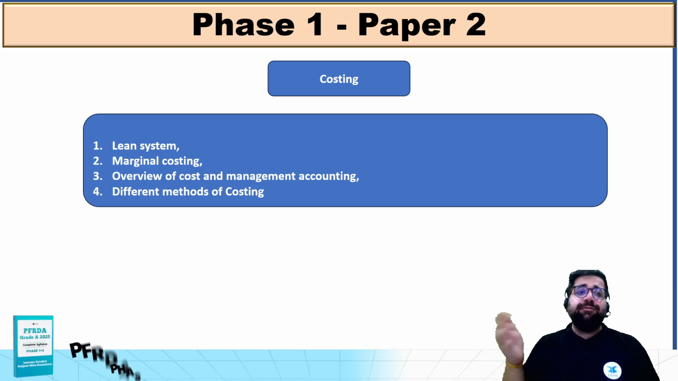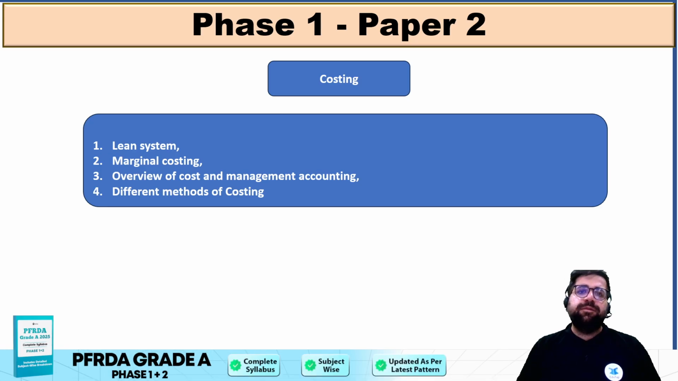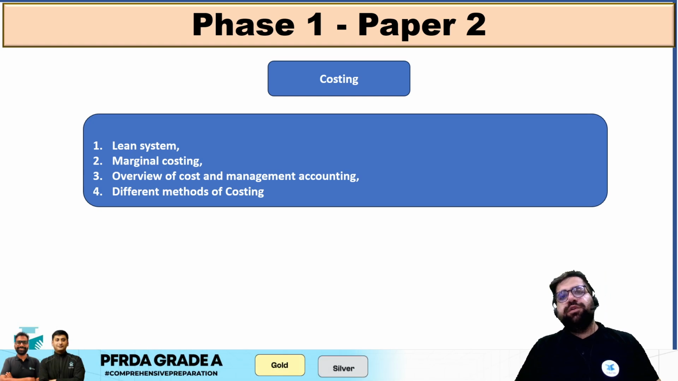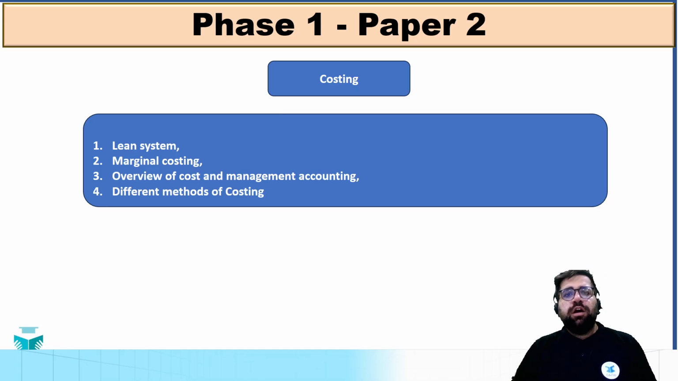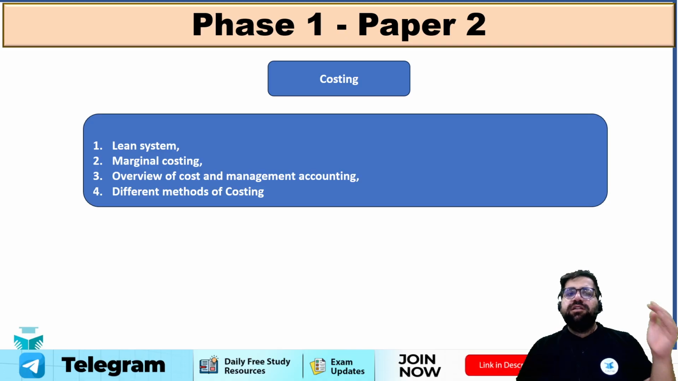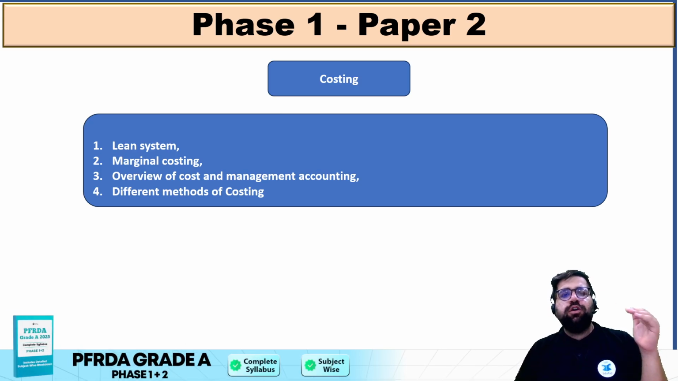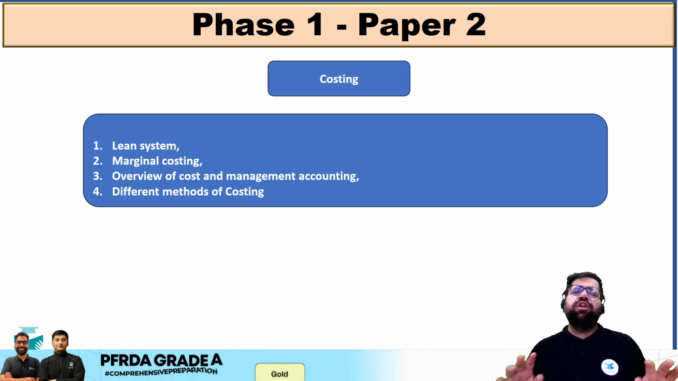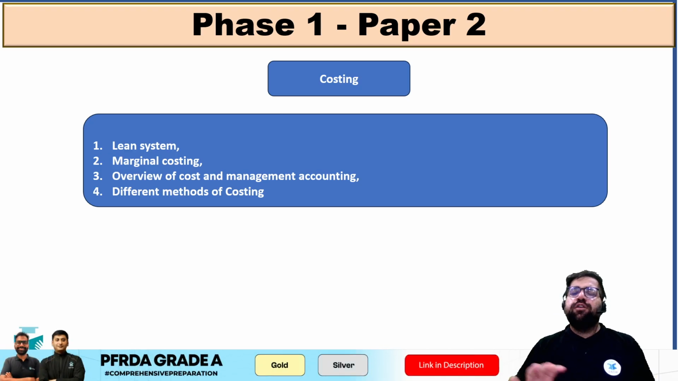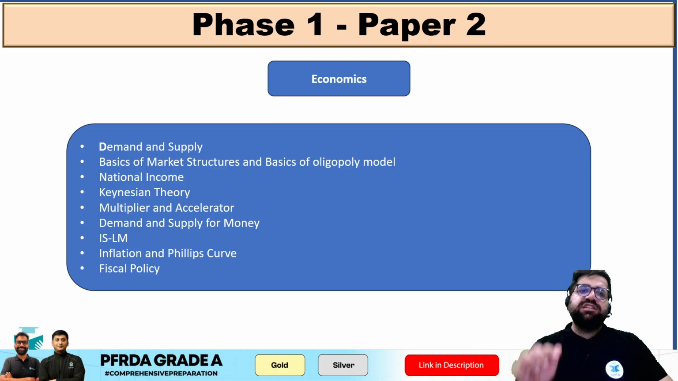Now if you have less time, then skip the topic of different methods of costing. Just do lean system and innovation, marginal costing, and overview of cost and management accounting. In different methods of accounting, you can do process costing, output costing, and all that stuff. But the top 3 will be lean system, marginal costing, and overview of cost and management accounting. These will be the top 3 chapters in costing, and a lot of previous year questions have appeared from these 3 topics itself. Then let's move to economics.